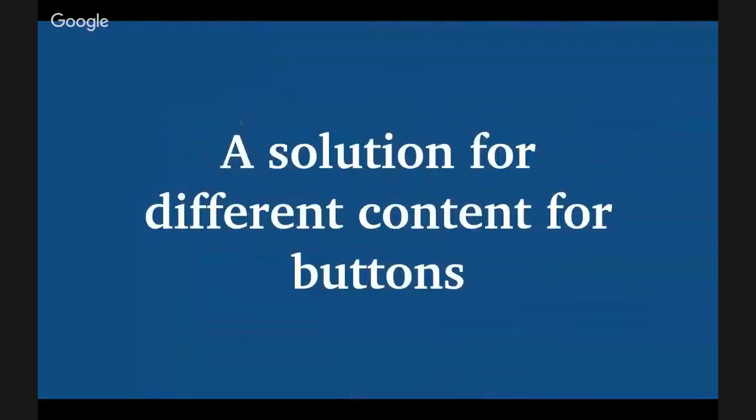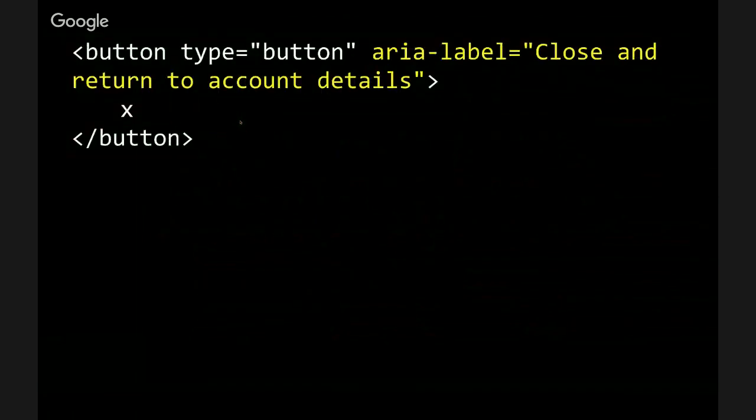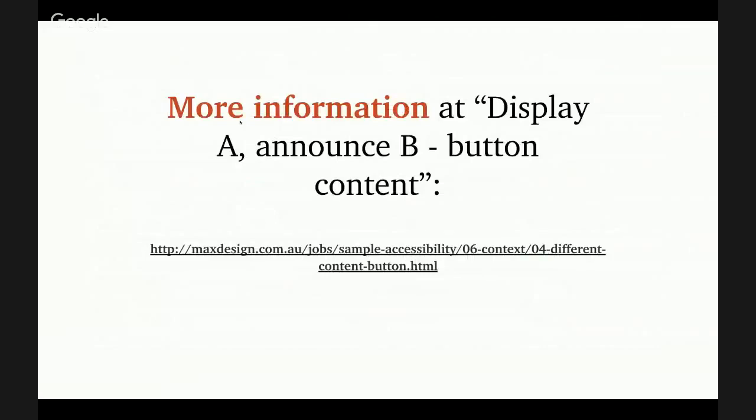And then let's talk about a solution for buttons. What we want to do is swap out the information, and aria-label is perfect here. Inside the button element, we can have aria-label and then put the relevant information. As we talked about before, the X inside the button, the actual content value, will be overwritten by the aria-label information. So you won't hear the X at all. You will hear "close and return to account details." And again, it passes all tests, and there are links to the test cases if you want them.